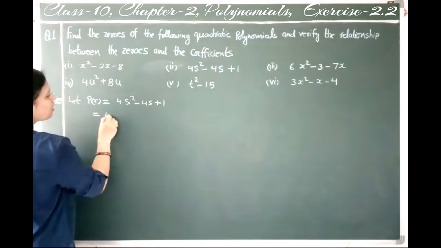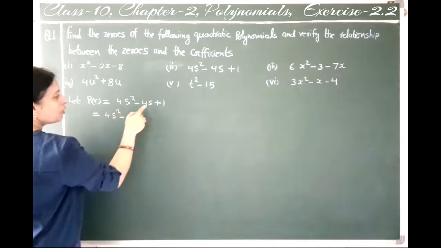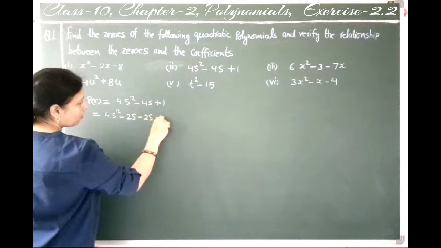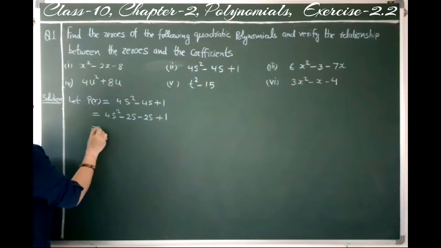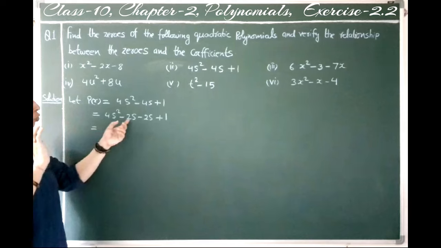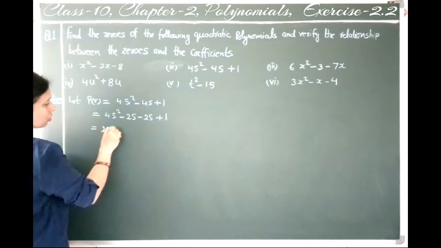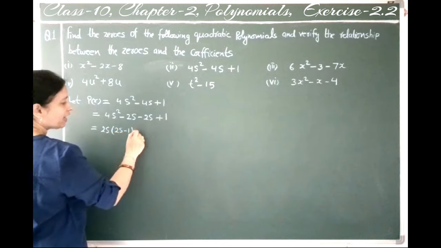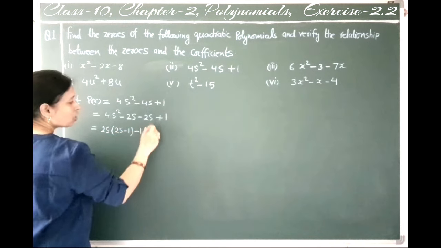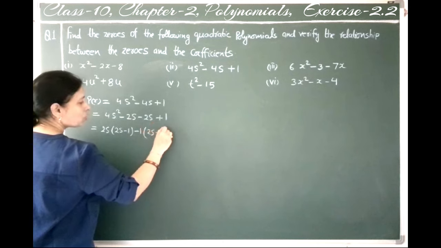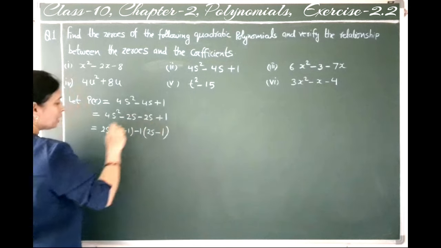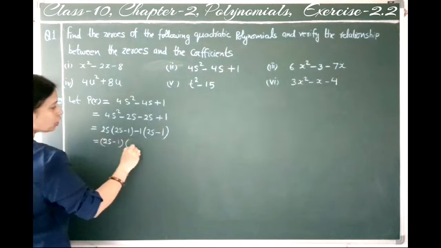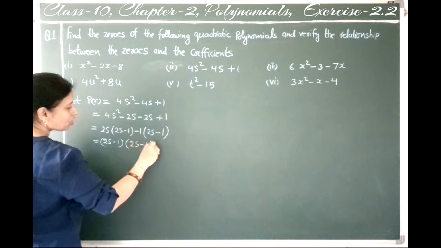Now we can write 4s square, and in place of 4s we will write minus 2s minus 2s plus 1. Then take common 2s. Yes. So it will be 2s minus 1, and here we can take common minus 1 only. So it will be 2s minus 1. Minus and minus become plus. So it will be 2s minus 1 into 2s minus 1.